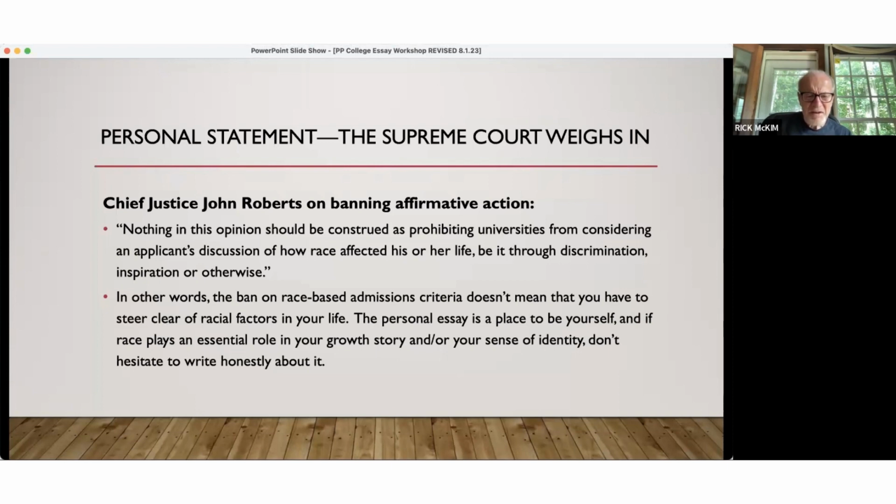Everybody wants to blame the schools, not the students. Working this out as a matter of academic policy is a tough go for everyone. It's complicated, but nobody wants to blame students for writing honestly about race if that's the subject of their personal essay. Okay.